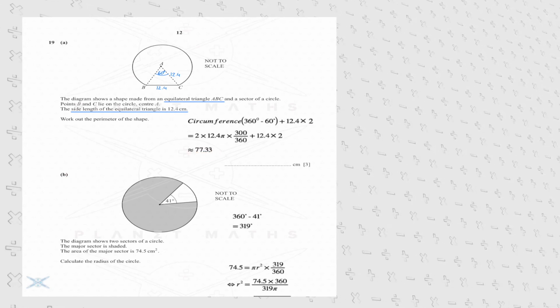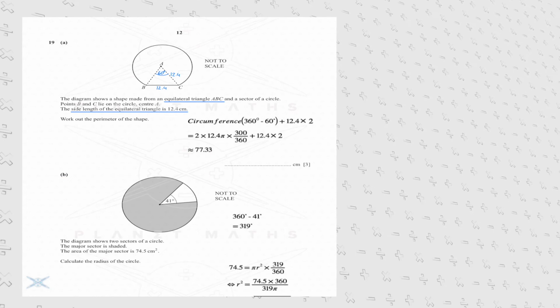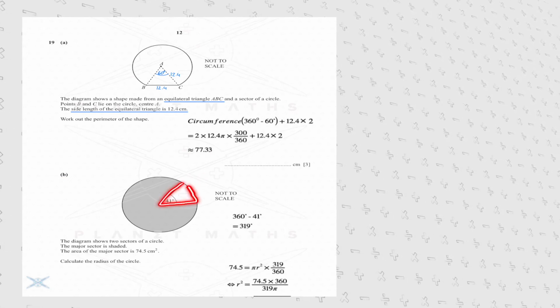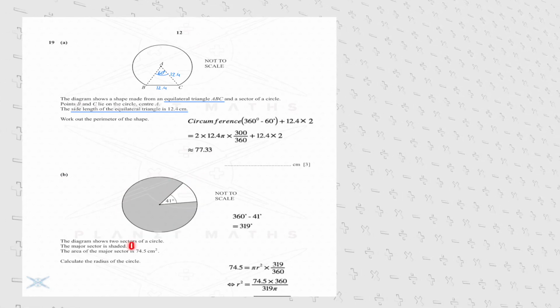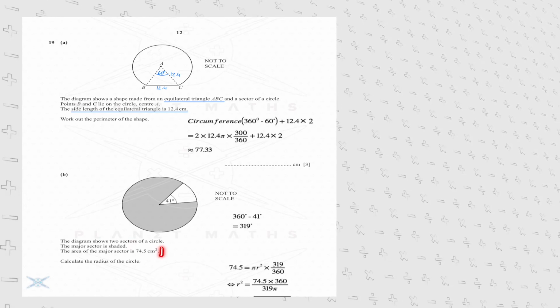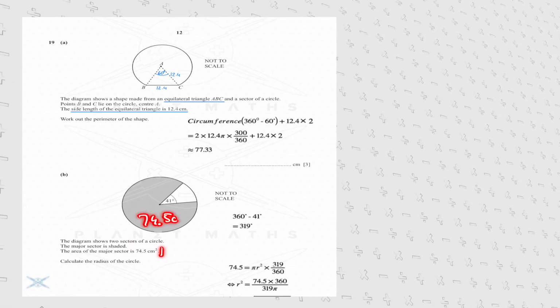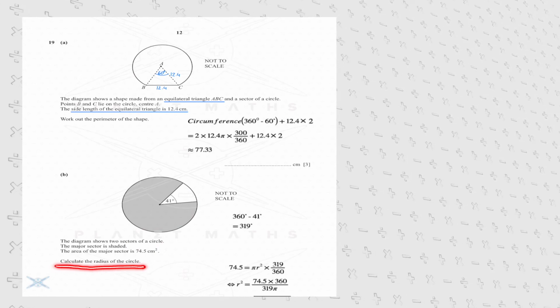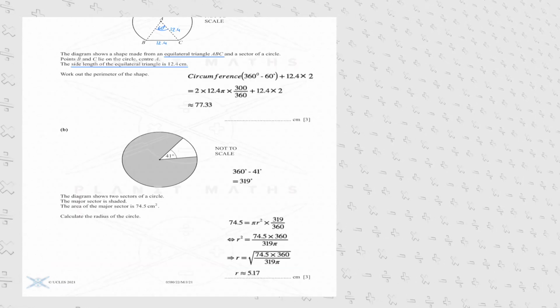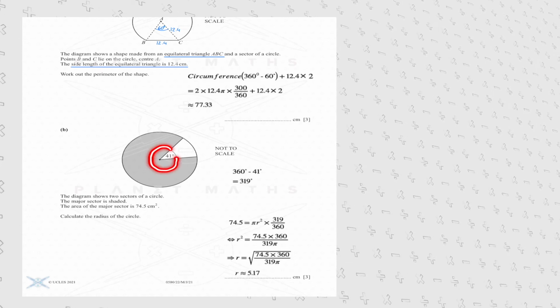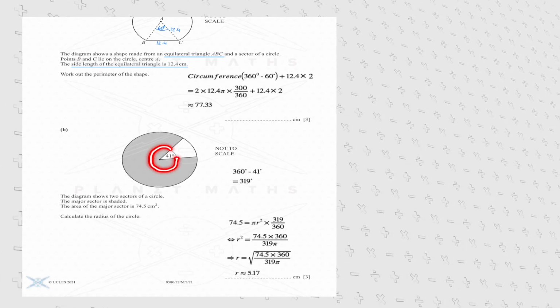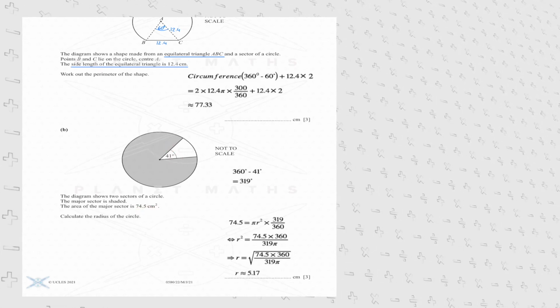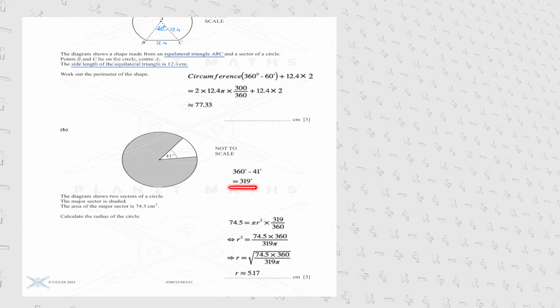In part B, we are provided with a diagram that shows 2 sectors of a circle, sector 1 and sector 2, whereby the major sector is shaded and the area of the major sector is 74.5 square centimeters large. We are supposed to calculate the radius of the circle. In step number 1, we will have to determine the angle of the major sector, the reason being that for this sector we also know the size of its area. Therefore, its angle is 319 degrees.